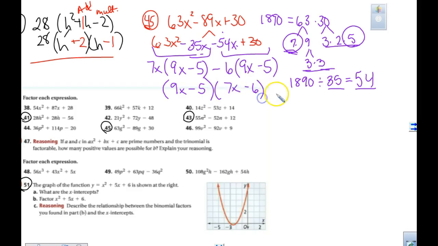7x minus 6 is the other one. When we go into our next unit and you are solving, the difference is it's going to be, instead of an expression, an equation. This will be equal to 0, and then you'll set each of these equal to 0 and solve.